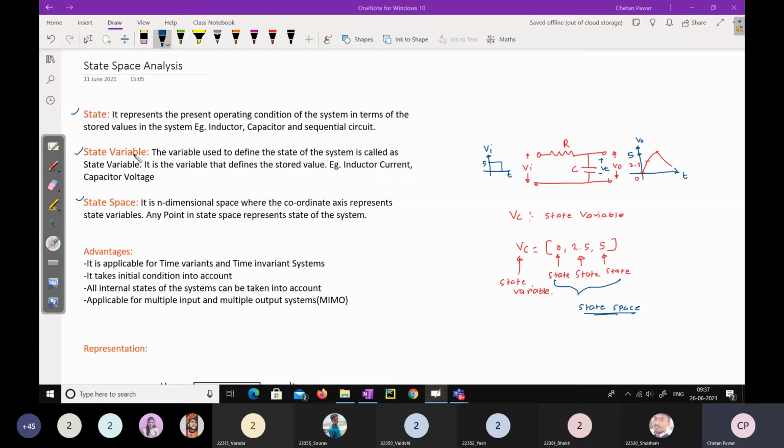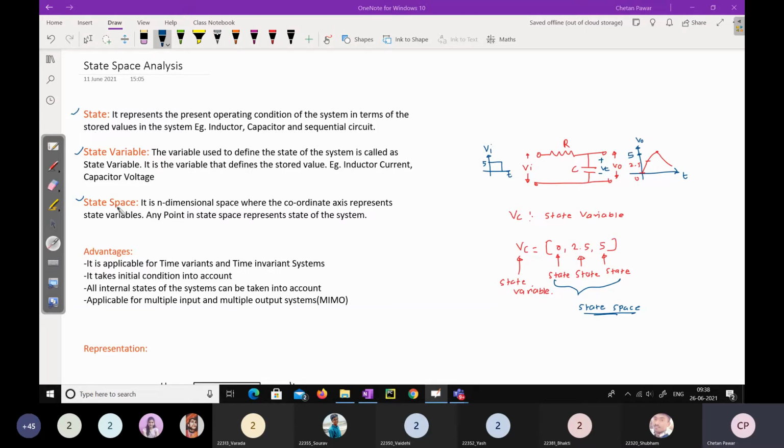And the next thing is state variable. As we know, inductor current, capacitor voltage, the variable used to define a state of the system is called a state variable. Third thing, state space. It is an n-dimensional space where the coordinate axes represent these state variables. So here you can see, if you see this particular space, for example, there are three elements. Like this way, there is a state variable and state space.